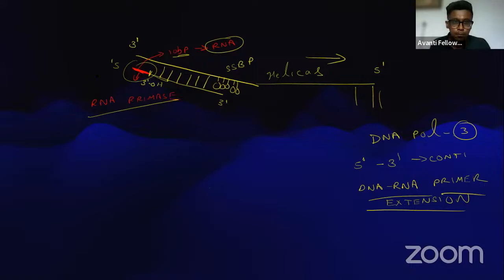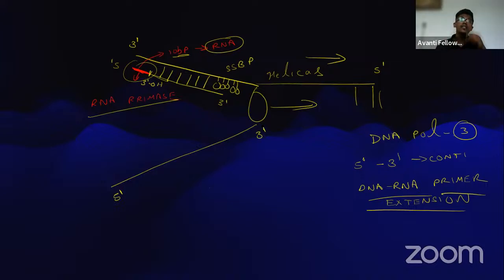Now we have to look at what is happening in the other strand. We know that DNA synthesis happens from 5' to 3' in a continuous direction, but our helicase is moving in this direction. And the other strand is the lagging strand, the parent strand, which runs 5' to 3' in the direction here. There is a new challenge.